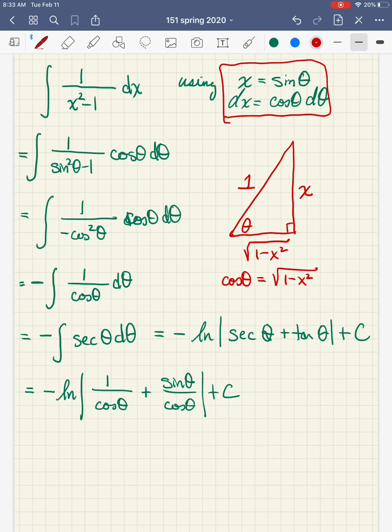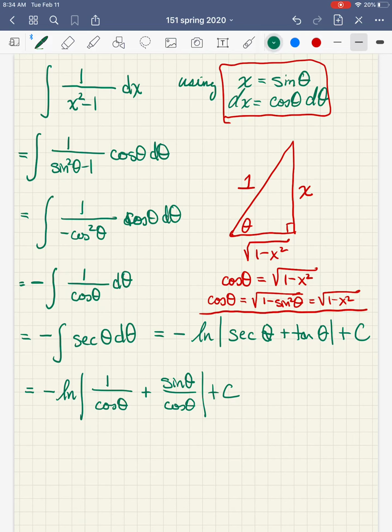Now, if you don't like this triangle picture, another thing you can do is just say that the cosine of theta is the square root of 1 minus sine squared. You can use trig identities if you like. You can use that trig identity, and you get the same thing, because of course x is sine of theta. So that's another way to think through this.